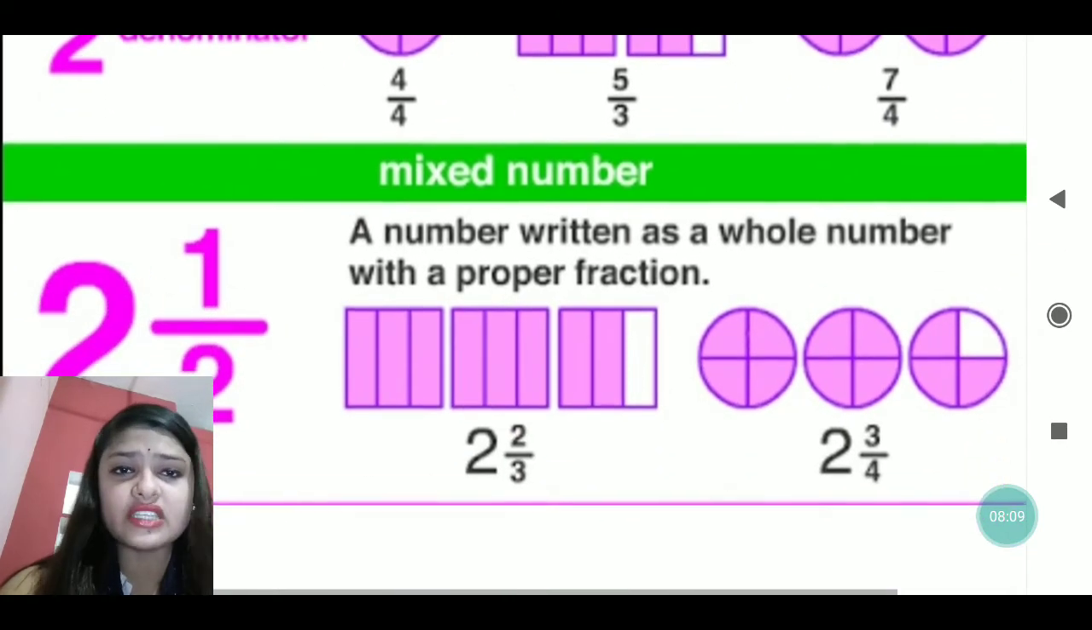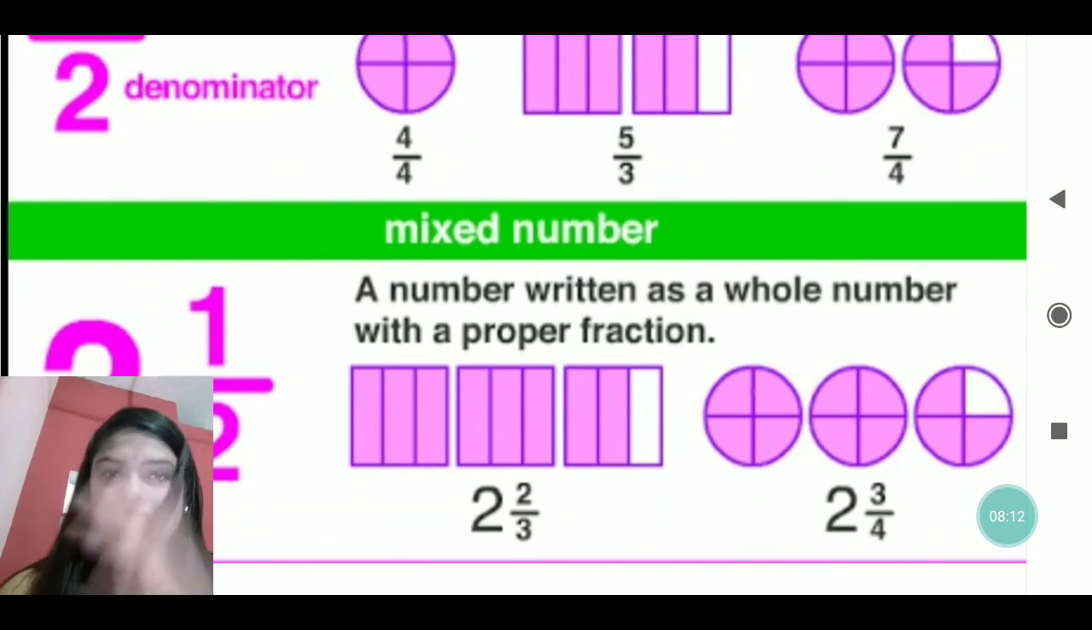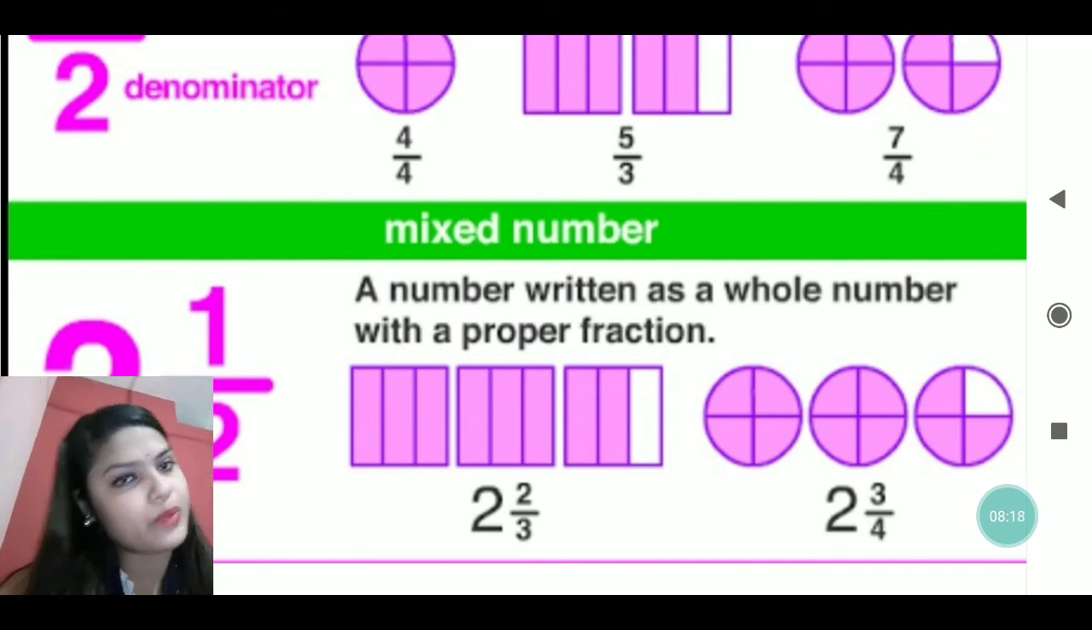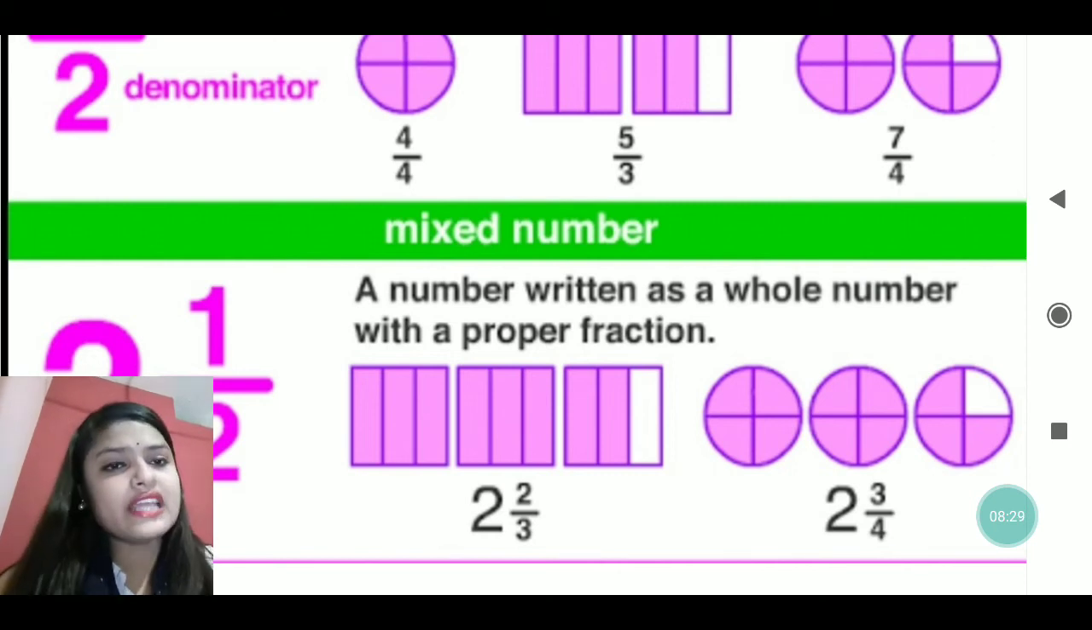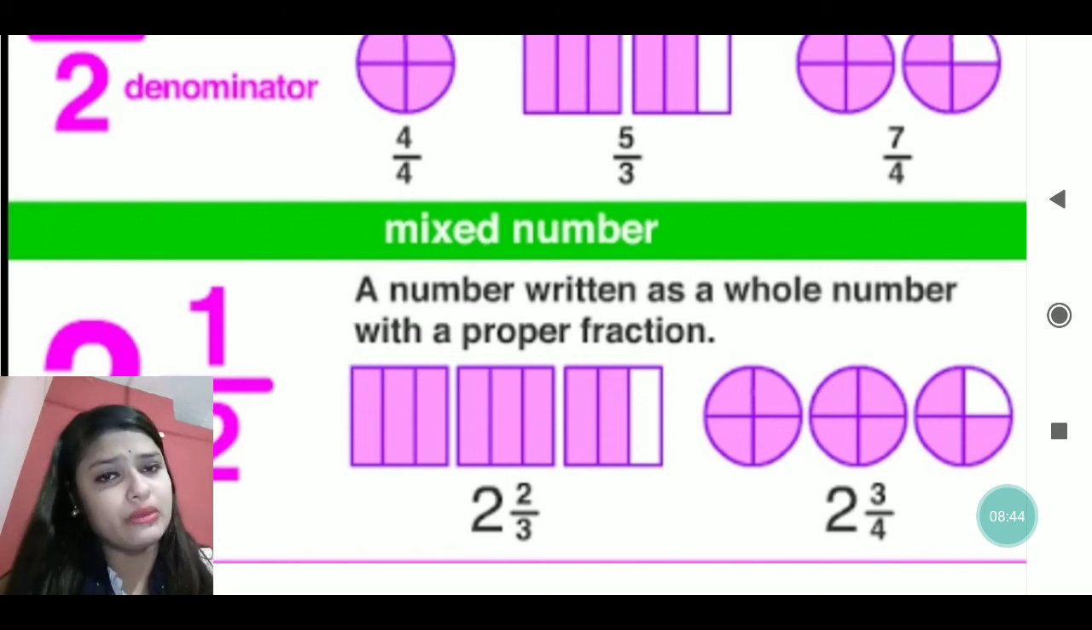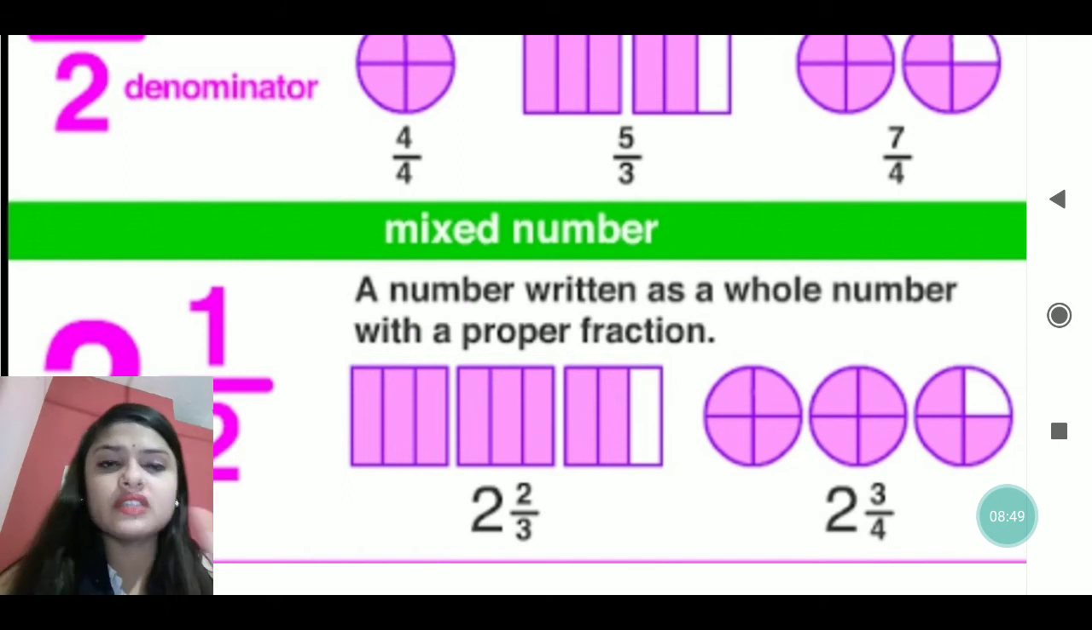What is a mixed fraction? A mixed fraction is just a combination of a natural number and a proper fraction. A number written as a whole with a proper fraction is called a mixed fraction. Like 2 and 2 by 3: here 2 is the natural number, whereas 2 by 3 is the fractional number. In the same way, 2 is again the natural number, whereas 3 by 4 is the fractional number. So these are mixed numbers, a combination of a natural number plus a proper fraction.